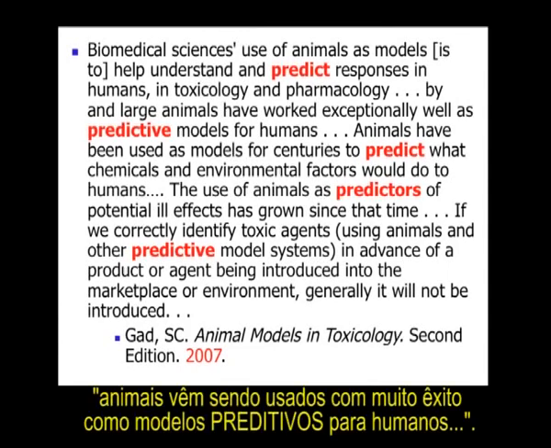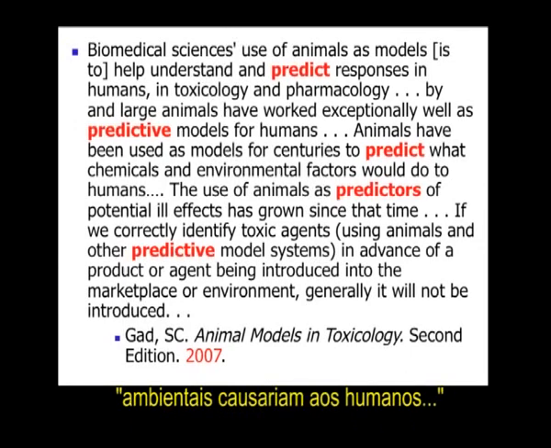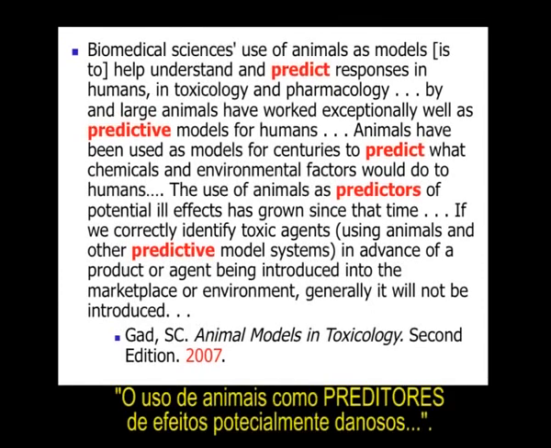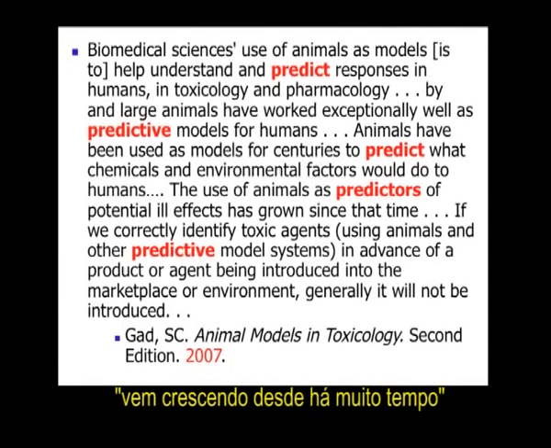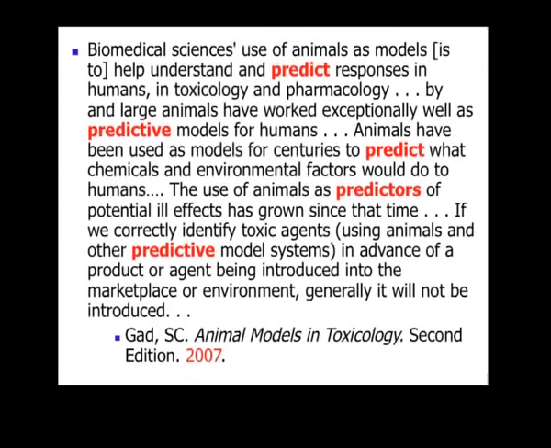It goes on, by and large, animals have worked exceptionally well as predictive models for humans. Animals have been used as models for centuries to predict what chemicals and environmental factors would do to humans. The use of animals as predictors of potentially ill effects has grown since that time. Blah, blah, blah. You can read the rest of it. Again, there is nothing subtle about this passage, okay?